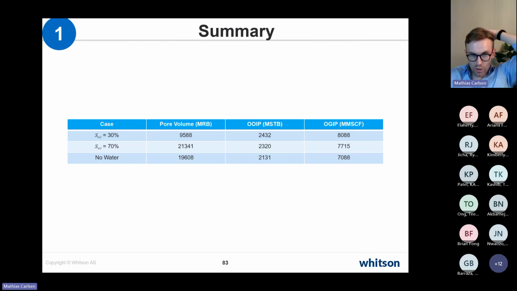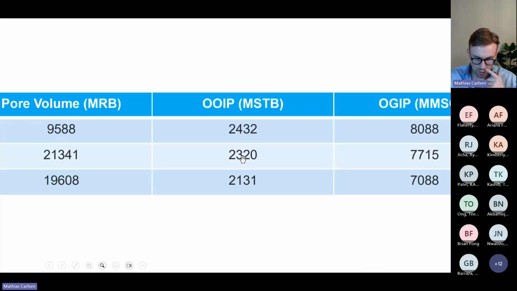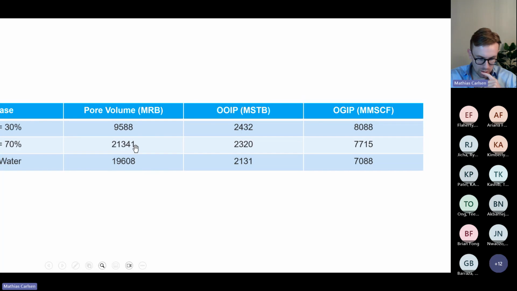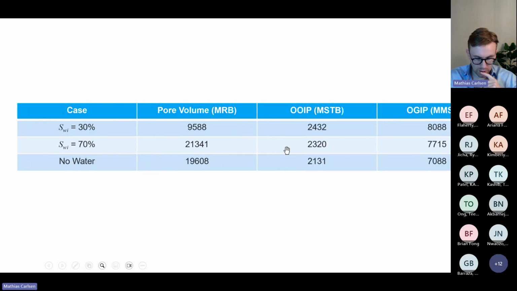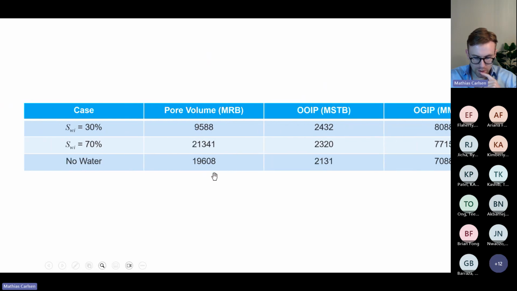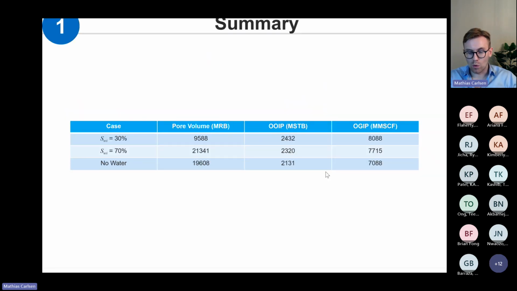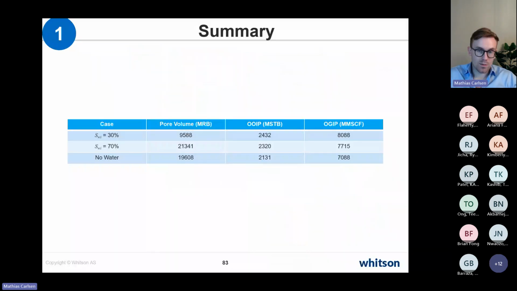So when it comes to the summary of this, when you did the case originally, and I'll focus on this point right here, the oil in place. Of course, the water in place will be really affected by whether you assume that there's water there or not. But the oil, if you have 30%, it gave you 2.4 million STB. At 70%, 2.3, and then with no water, it gave you 2.1. So that is what I talked about. If you ignore water, you remove a drive, and that will always be the conservative estimate of your pore volume.